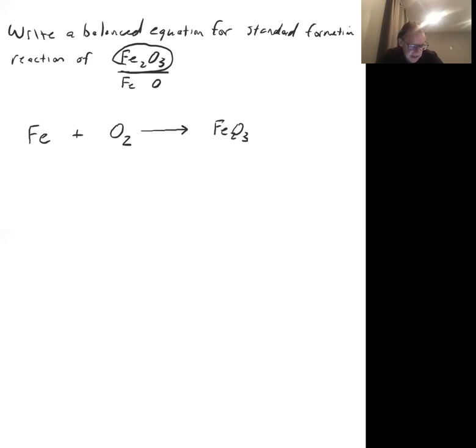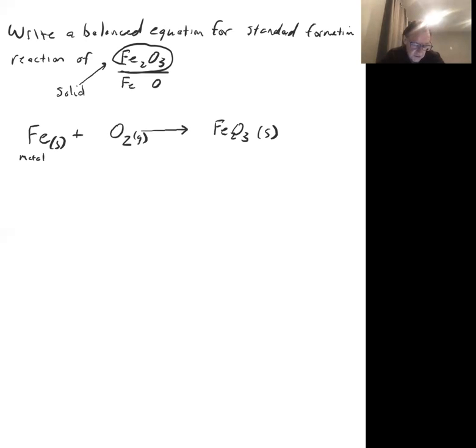It actually says, I'm sorry, I forgot to put in here, it says it's solid Fe2O3. So that's solid. Okay. Now, let's do the states of matter and then we'll balance it. This is a metal. Metals are solid. Oxygen's a gas. Okay, so we got the states of matter. Now we got to balance it.